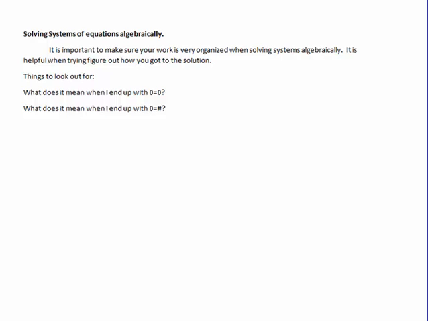If you're solving a system of equations algebraically, and you end up with 0 equals 0, or like 7 equals 7, a number equals itself, then what does this mean? Well, does 0 equal 0? Yeah, 0 equals 0 every time. And so whenever I get this, I need to remember that there are infinitely many solutions.